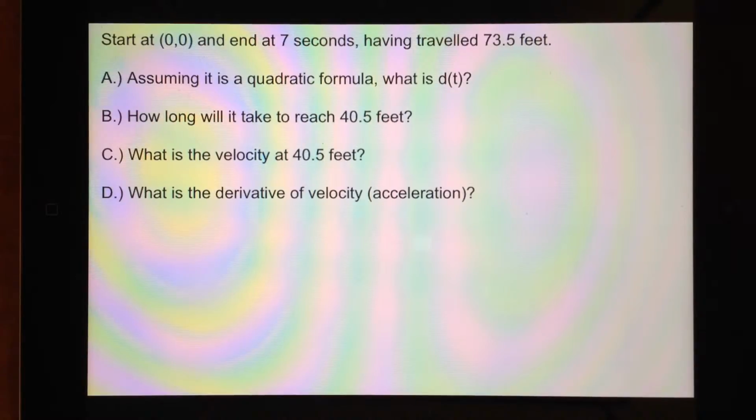How long will it take to reach 40.5 feet? And what is the velocity at 40.5 feet? And then finally, what is the derivative of velocity, or the acceleration?